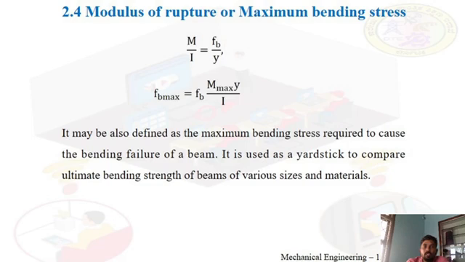Now the modulus of rupture, or maximum bending stress. It may also be defined as the maximum bending stress required to cause the bending failure of a beam. It is used as a yardstick to compare the ultimate bending strength of beams of various sizes and materials. M by I is equal to Fb by Y. So Fb maximum is equal to M max Y divided by I.